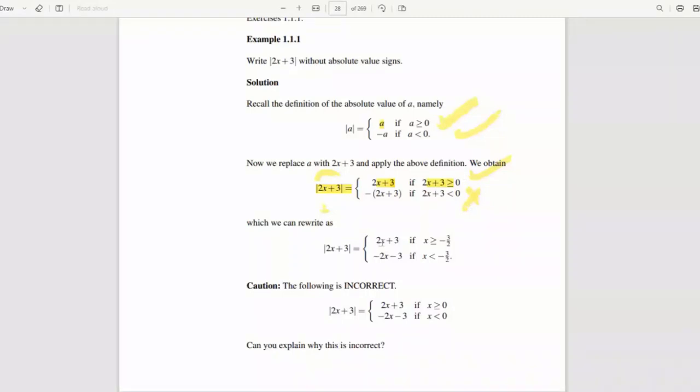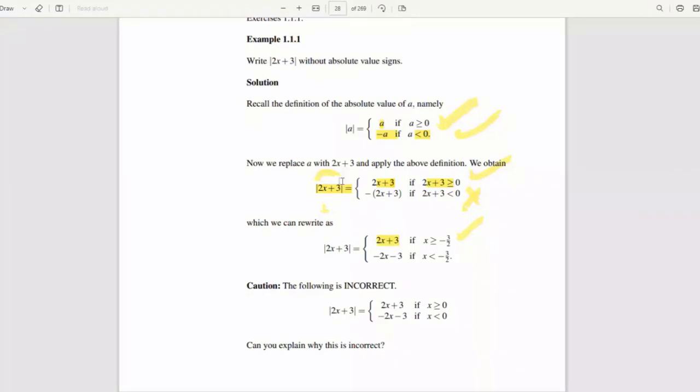So 2x plus 3 is greater or equal to 0. And this is only true, well, if you transpose the 3, you take it to the right-hand side, it becomes minus 3. So you've got 2x greater or equal to minus 3. And you divide by the 2 there to get x greater or equal to minus 3 over 2. In the same way, if you look at the second part of the definition, the absolute value of a is minus a if a is less than 0. This is the part here.